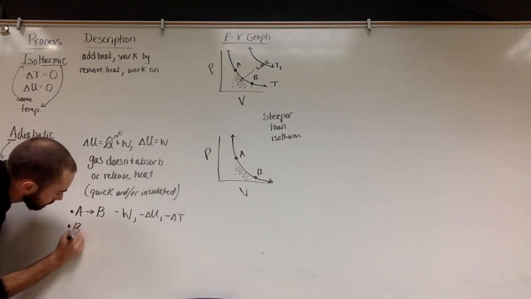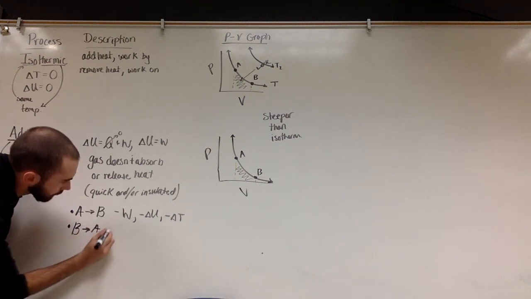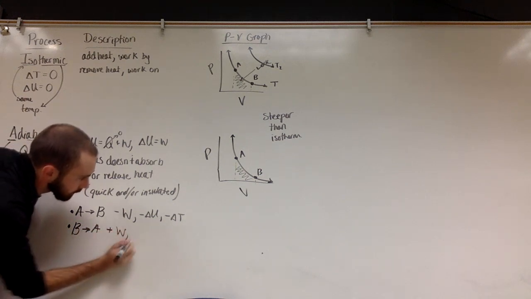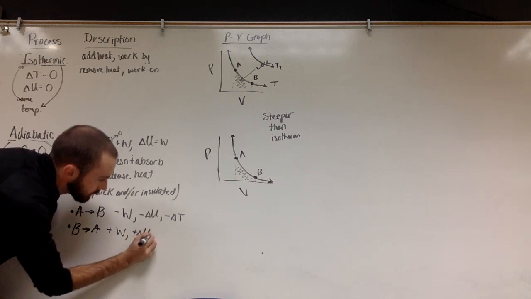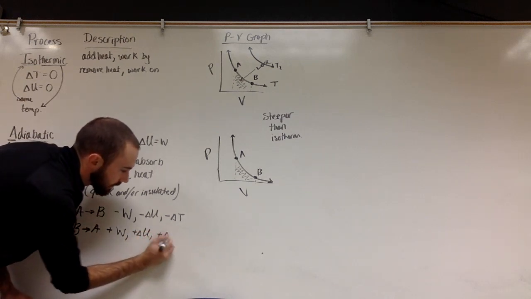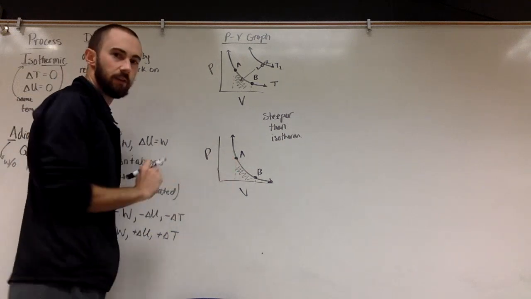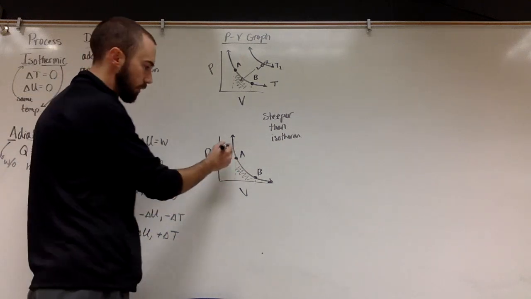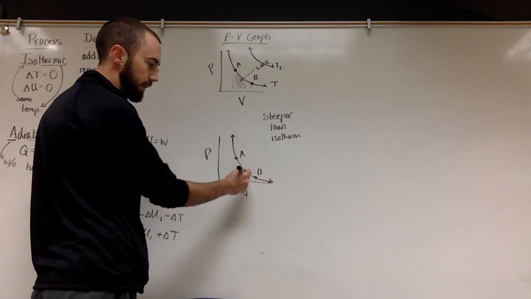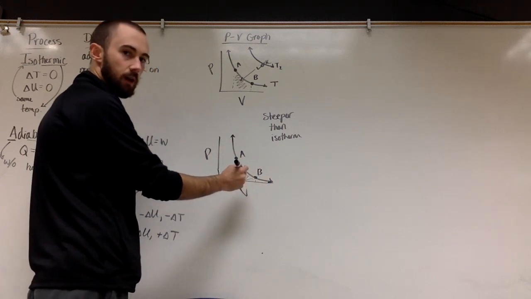The opposite is true when I go from B to A. I'll have positive work, which means I'll have positive change in internal energy, which means I'll have a positive temperature change. And you can tell that just by looking at it, even if you just think about ideal gases. If I'm going this way, then I have a change in volume that's positive.